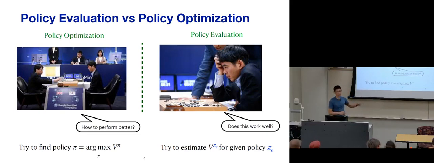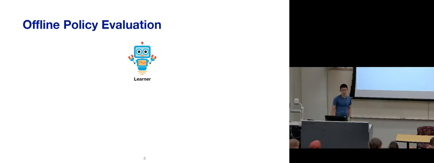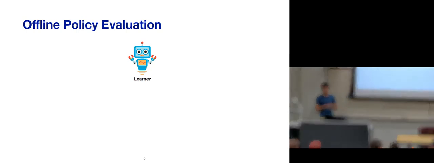Instead, the learner is given another policy, pi e. This is the policy the learner is considering deploying in the environment, and they want to know whether this policy is good or bad. So in this policy evaluation setting, the learner's objective is to estimate V^pi for a given policy pi as accurately as possible. Let's group these things together.